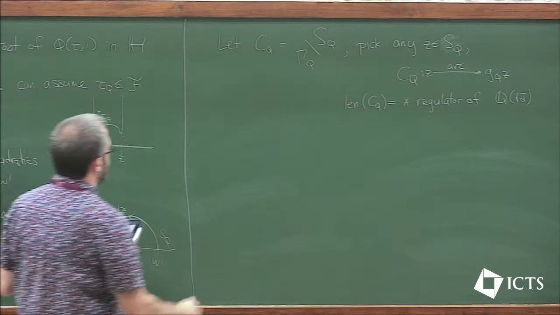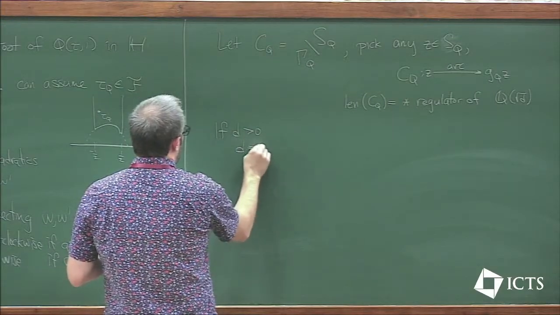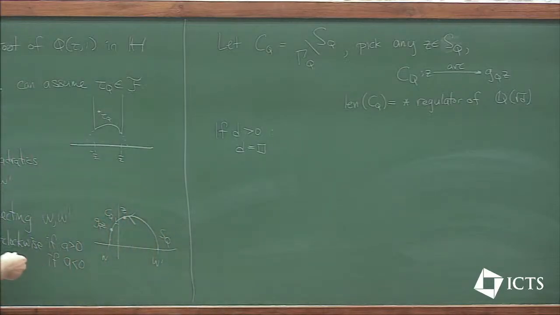So I guess I have one case left, which is that if D is positive and a square, well, I want to do the same thing, which is to draw a geodesic, but now I don't have an SQ or I don't have a gamma Q to mod out by, and so I'm going to end up with an infinite geodesic no matter what.